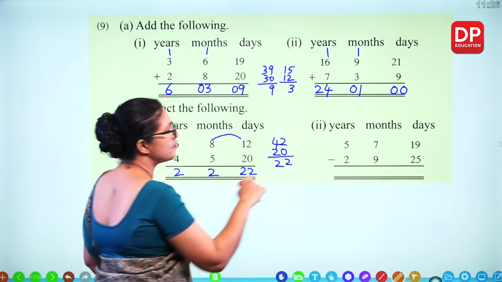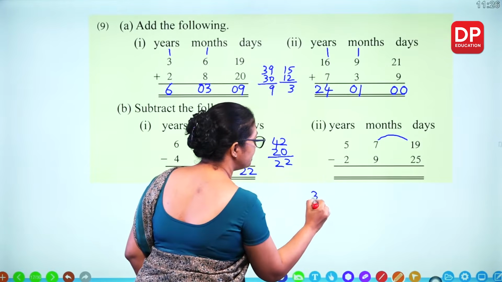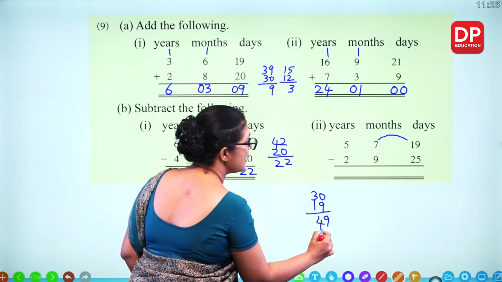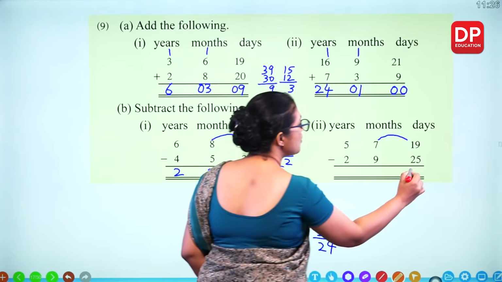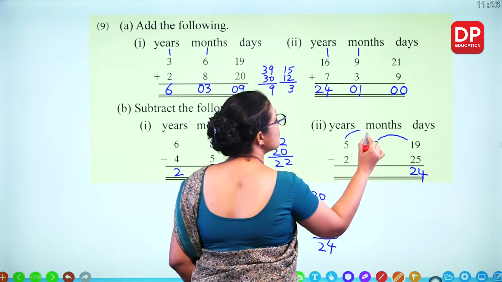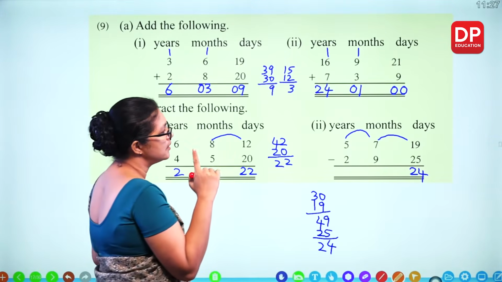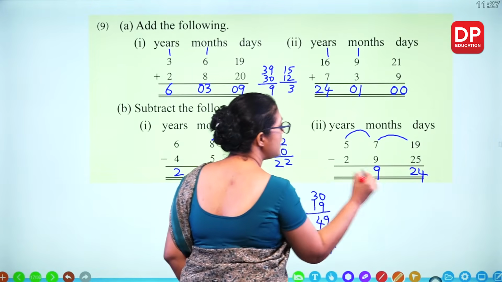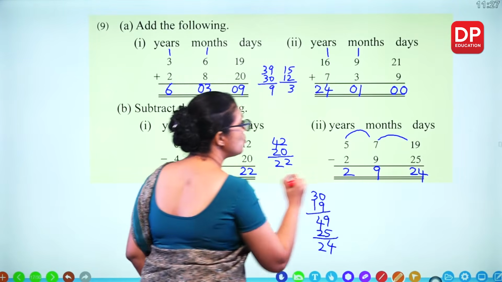What about this one? You can't subtract. Take 30 from here. 30 plus 19, 49. Then subtract 25. You get 24. This becomes 6. So you can't subtract 9 from 6. You take 1 year. 12 plus 6, 18. 18 minus 9, 9 now. So this is 4. 4 minus 2, 2.